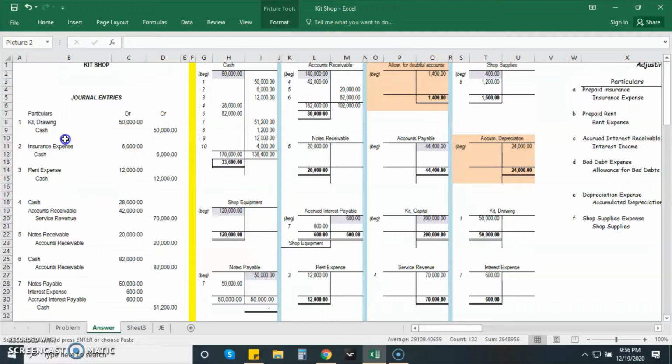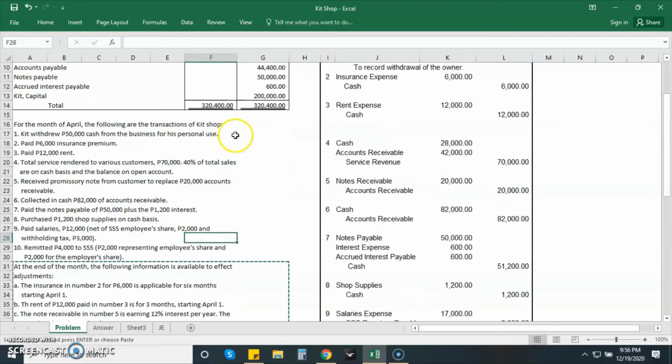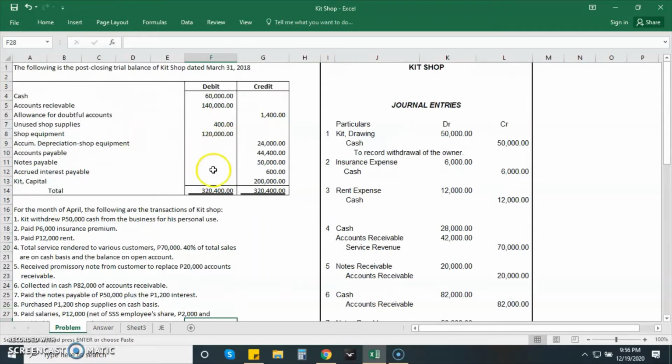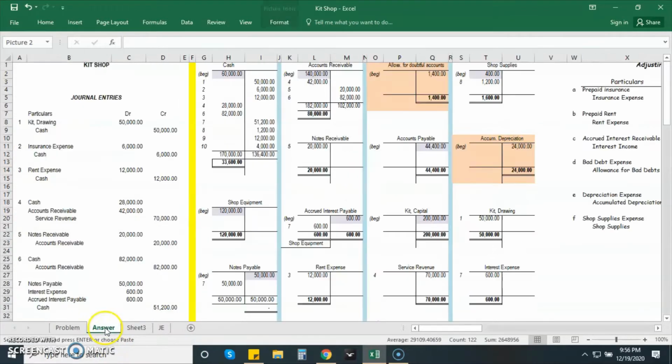Yan. So let's try to journalize the transaction ni Kitshop for the month of April. Ito yung problem na journal entries natin in the previous video. We just copied it here and made a T account for each account title. So if you want to post journal entries to the ledger, okay, ang gagawin lang natin, ililipat lang natin yung amounts. Okay? Pero in this case, as you can see, meron na tayong mga beginning balances.